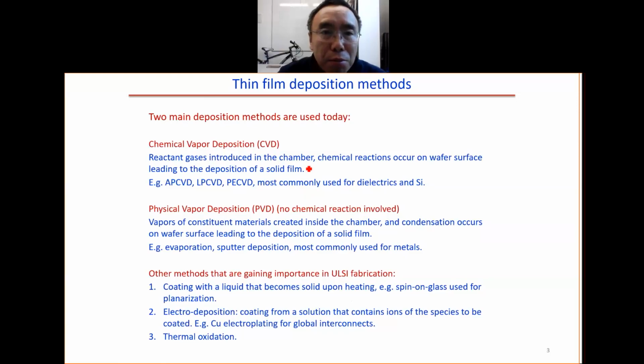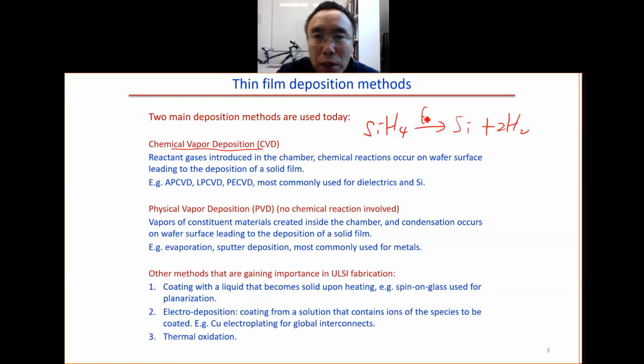So there are two types of thin film deposition method. The first one is called chemical vapor deposition, where there is a chemical reaction. For example, we have seen this one: silane decomposed into silicon at maybe 600 degrees. So there is a chemical reaction. This is the CVD process. This includes atmospheric pressure chemical vapor deposition, low pressure chemical vapor deposition, and plasma enhanced chemical vapor deposition. There is also MOCVD, metal organic chemical vapor deposition.